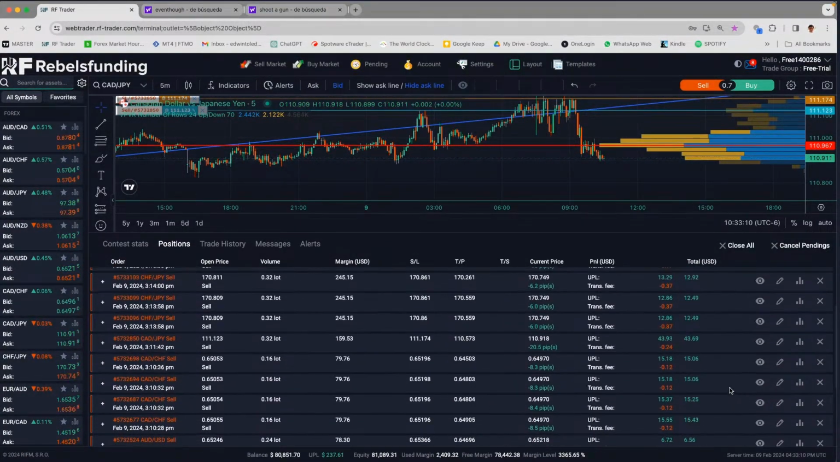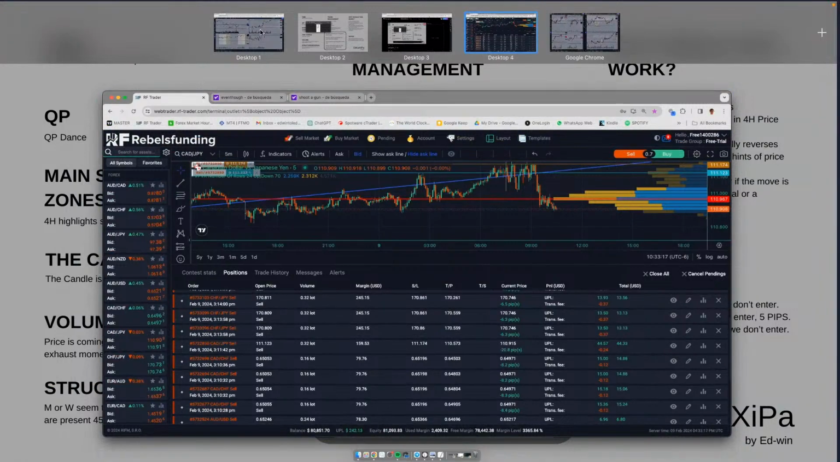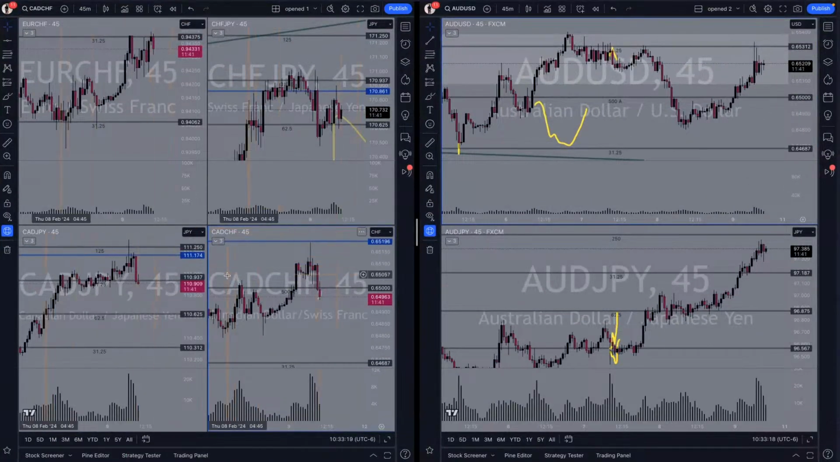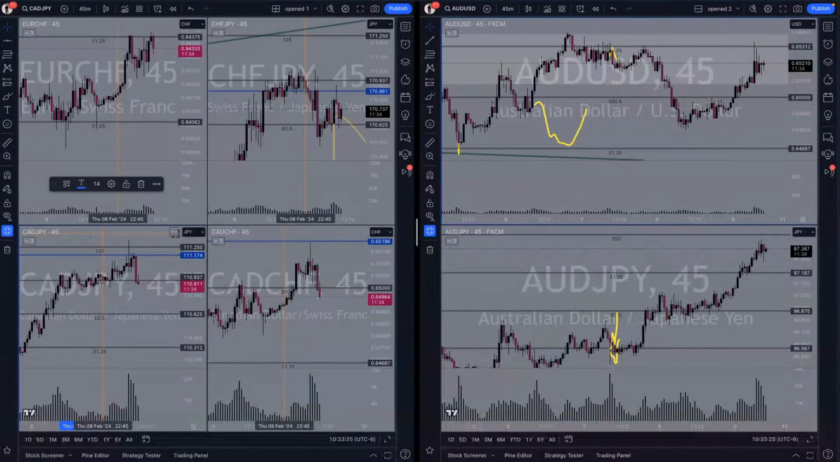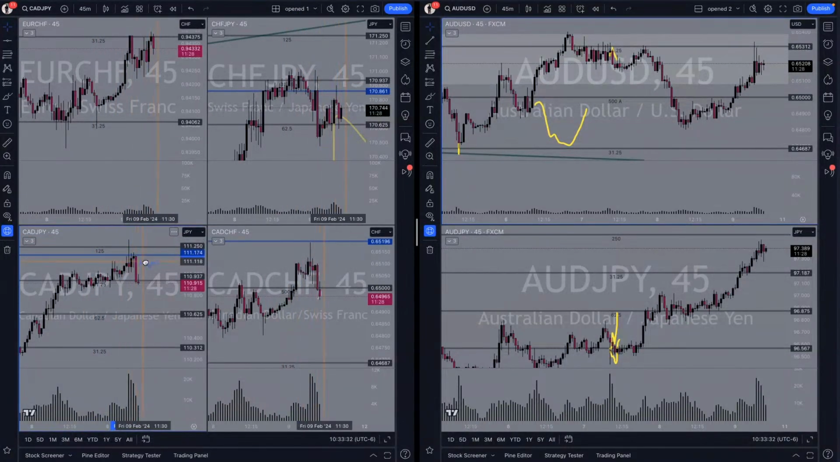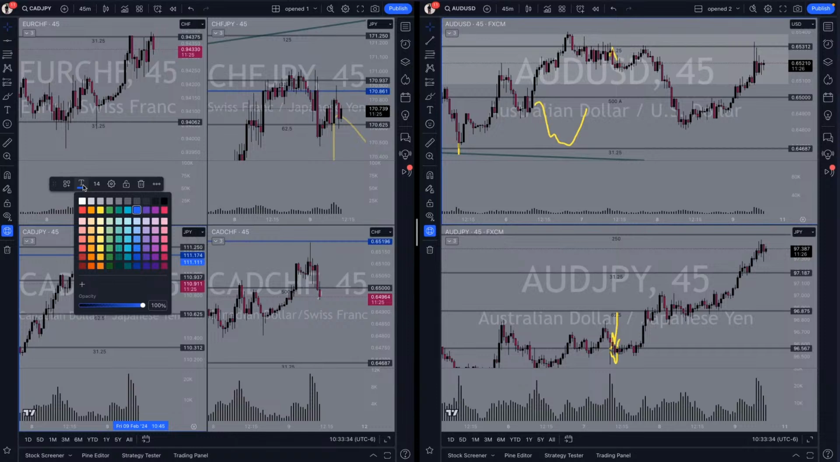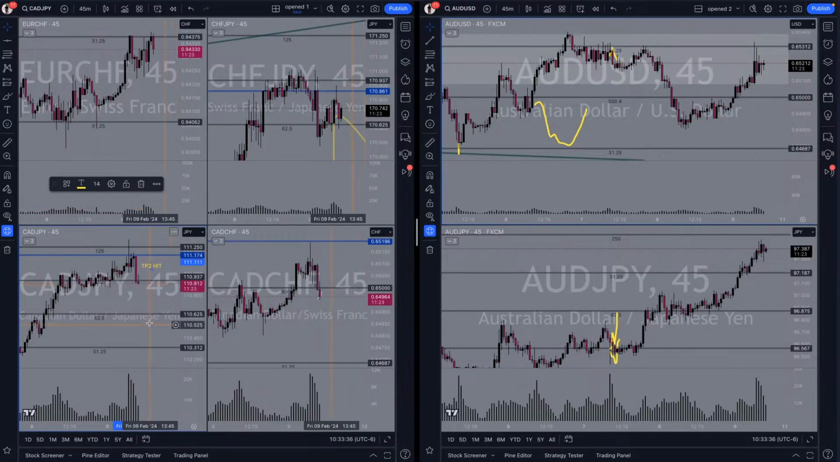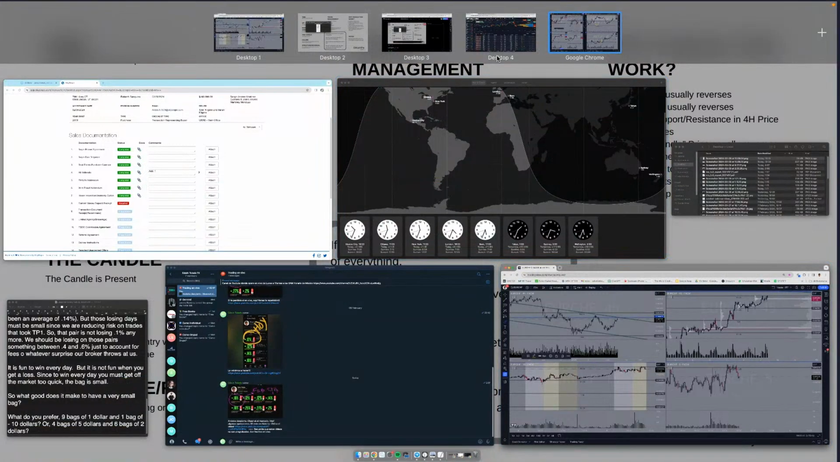What's going on? Cat Gen is where we took TP2. Cat Gen TP2 hit. I will put some note that says TP2 hit, or TP2 taken, or something. Right? So what is Cat CHF doing?